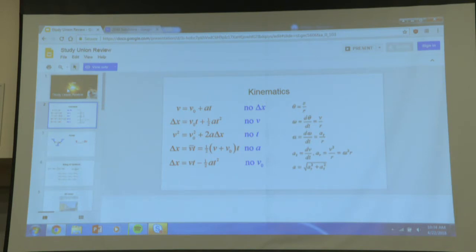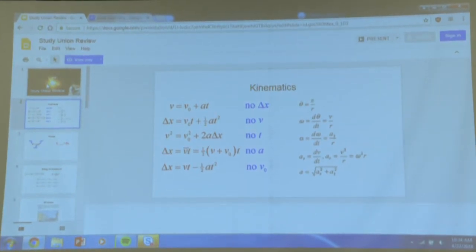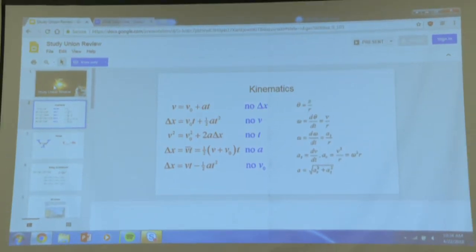So we learned about two primary things in this class. We learned about motion in a straight line and at a vector angle. And we also learned about angular motion. We learned about angular momentum, angular velocity, angular acceleration, torque, all of these things. And we're going to cover them today.